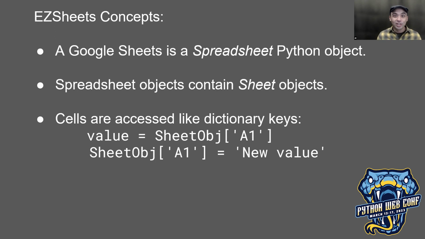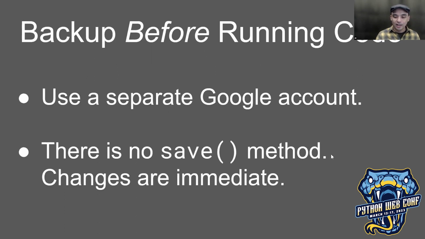Okay, fortunately, EasySheets is fairly similar to OpenPyXL. There's a spreadsheet object, and that spreadsheet object is like a workbook. It contains multiple sheet objects, and then these sheet objects have row and column coordinates that you can just treat as dictionary keys for reading the values off of a spreadsheet and then writing them.